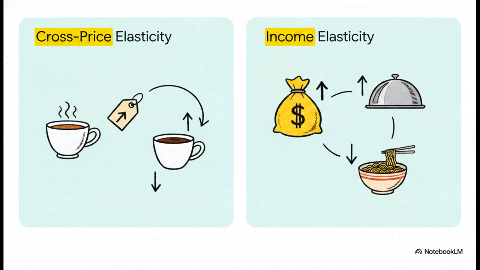Get a big promotion at work? You're probably going to buy more normal goods, like nice restaurant meals, and way fewer inferior goods, like instant ramen. Okay, but put yourself in the shoes of a business owner.